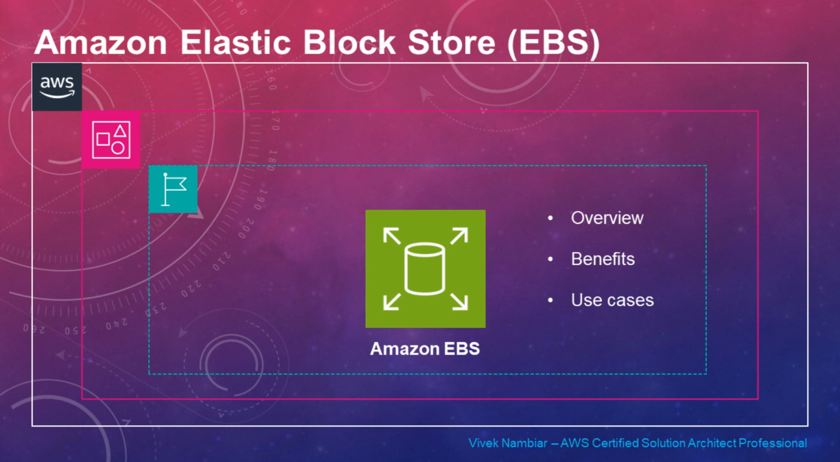EBS volumes are a powerful and versatile storage option for Amazon EC2 instances. They provide a high level of performance, durability, and availability, and they can be used for a variety of workloads. Here are some additional benefits of using EBS. Scalability. EBS volumes can be scaled up or down in size to meet your changing needs.